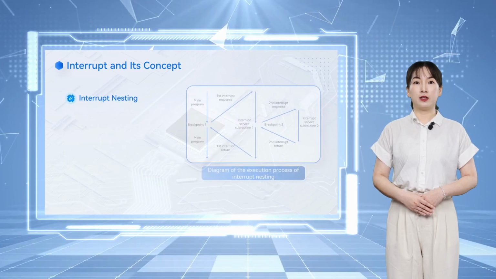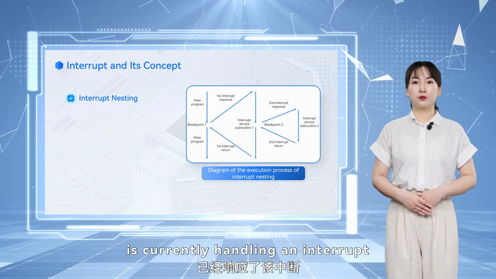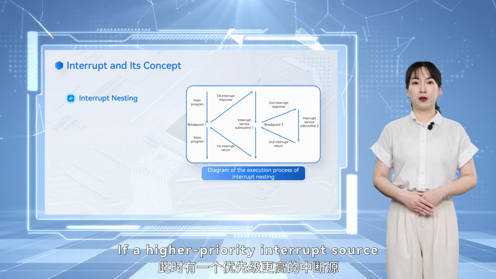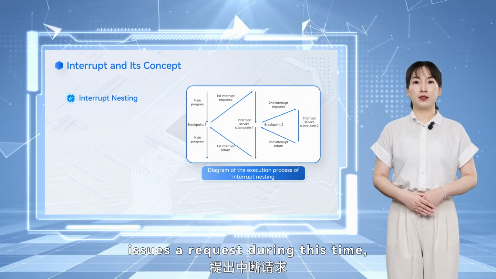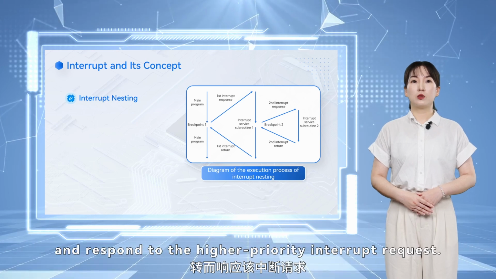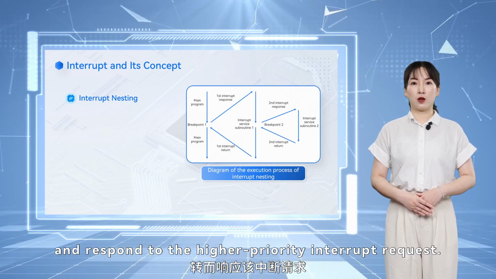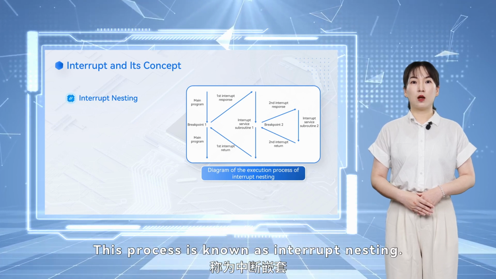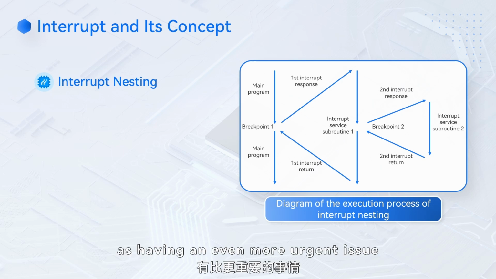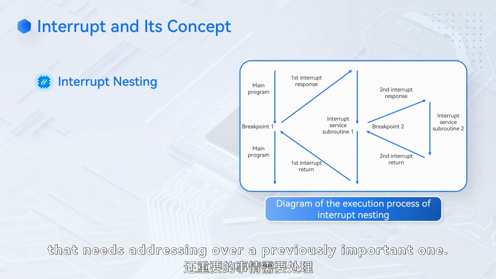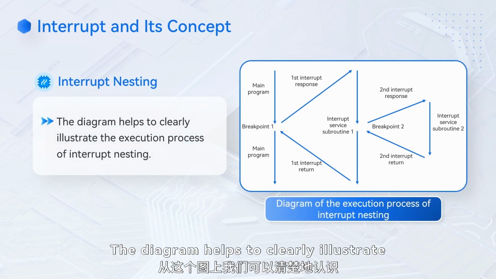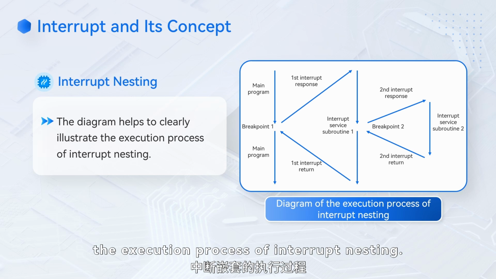Interrupts can be nested. Consider a situation where the computer is currently handling an interrupt and executing the associated ISR. If a higher priority interrupt source issues a request during this time, the computer will pause the execution of the current ISR and respond to the higher priority interrupt request. This process is known as interrupt nesting. In daily life, this can be understood as having an even more urgent issue that needs addressing over a previously important one. The diagram helps to clearly illustrate the execution process of interrupt nesting.